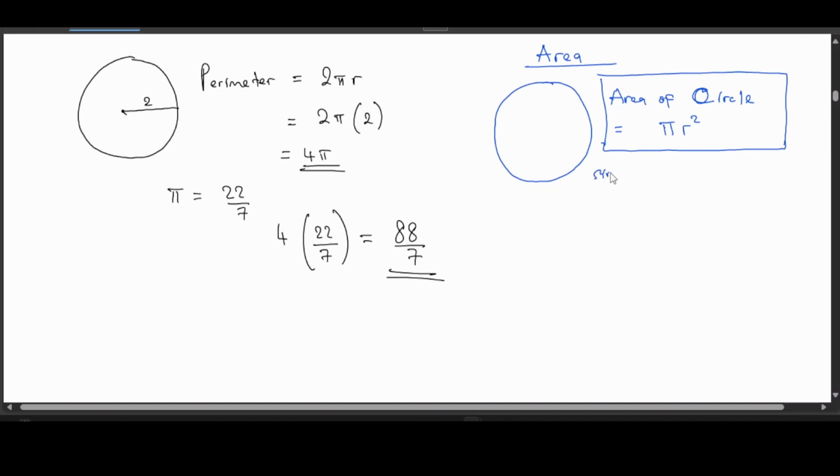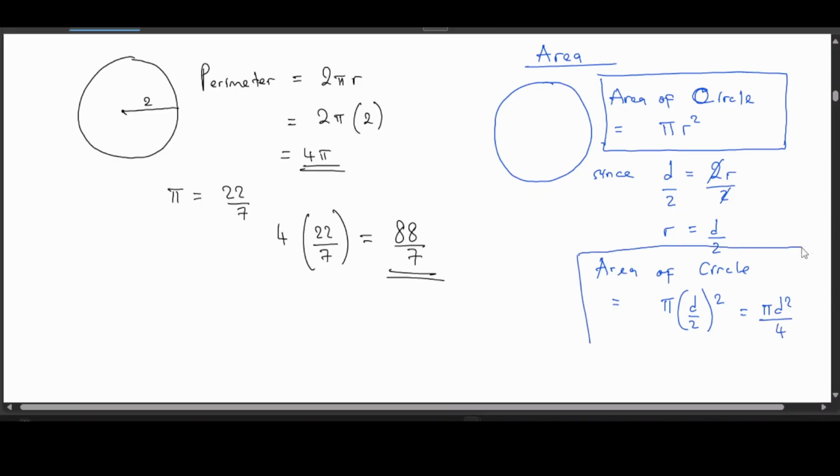But since d is equal to 2r, remember, if we divide both sides by 2, r is equal to d over 2. Like this, we can rephrase the area of a circle as A is pi d over 2 squared, which is equal to pi d squared over 4. But as you can see, this is unnecessary. Whenever you are given the diameter, you just take half of the diameter.